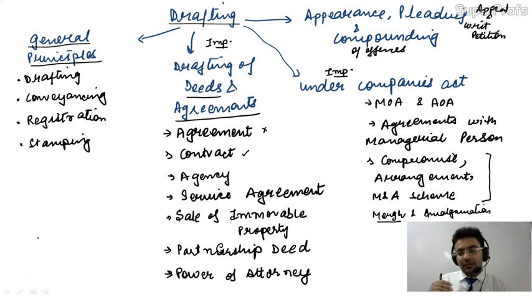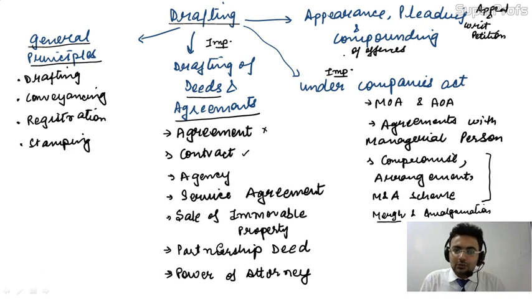Let us suppose I am giving importance to a particular chapter, but that chapter carries only 2 to 3 marks. I am devoting most of my time to a chapter whose name is compounding of offences, and this stands for just 2 to 3 marks. Will that be efficient? No.